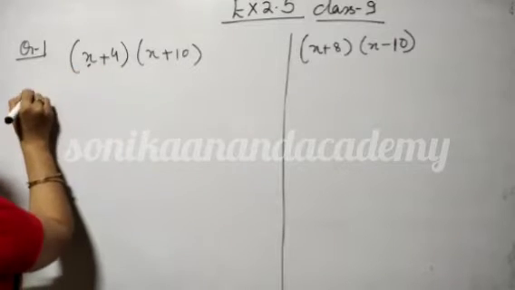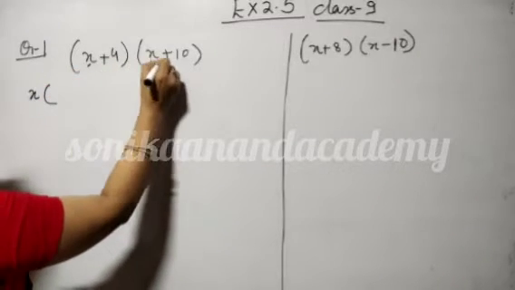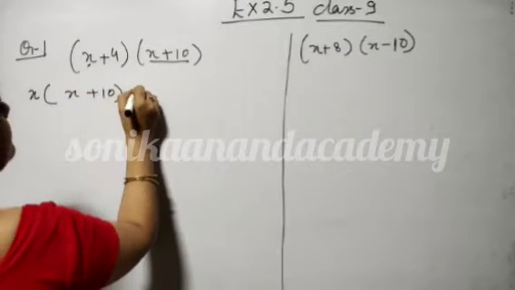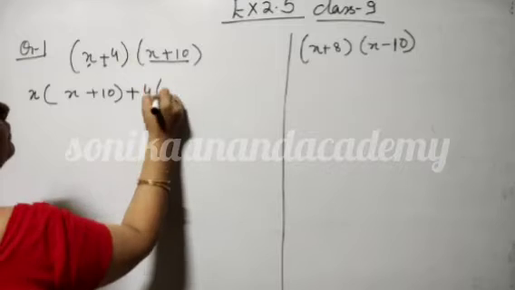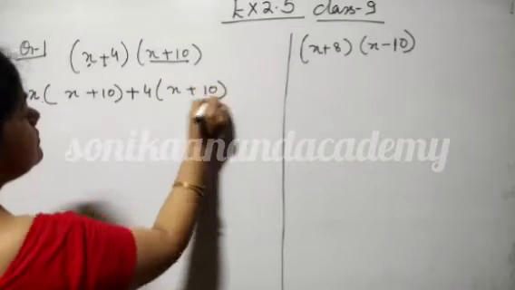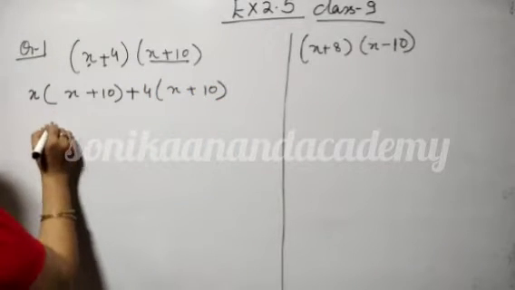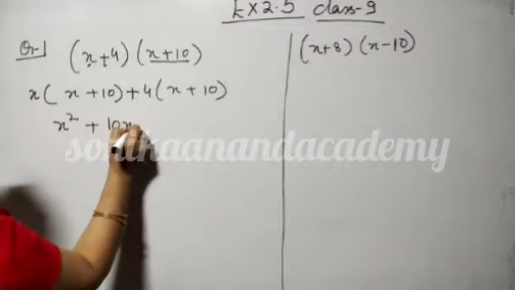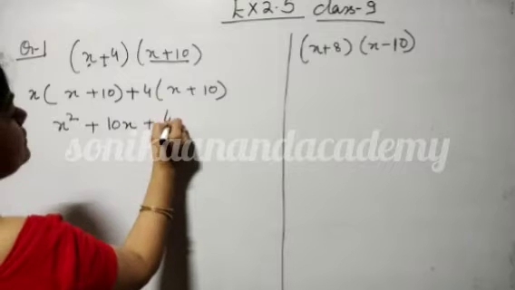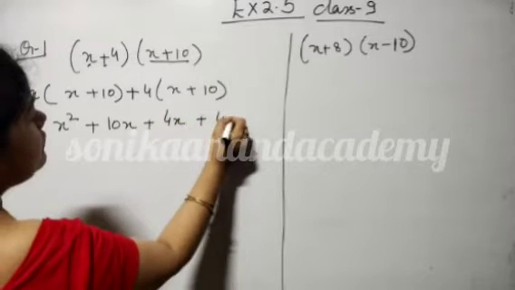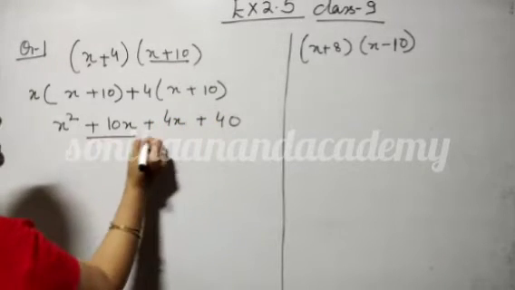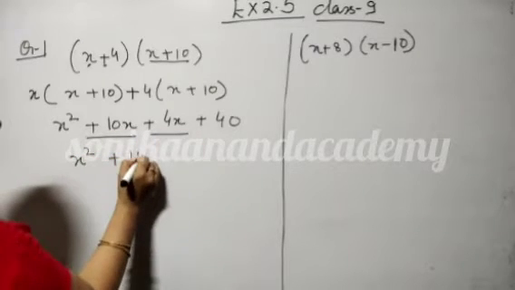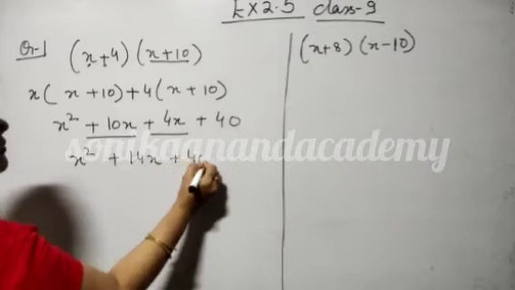This is x, right over here, x, then write this one, x plus 10, then plus, because this is plus 4, x plus 10. Now multiply x into x, x square, 10 into x, that is 10x, then 4 into x, 4x, 4 tens are 40. Now this is plus 10x, this is plus 4x. So both are getting added. We get 14x plus 40.